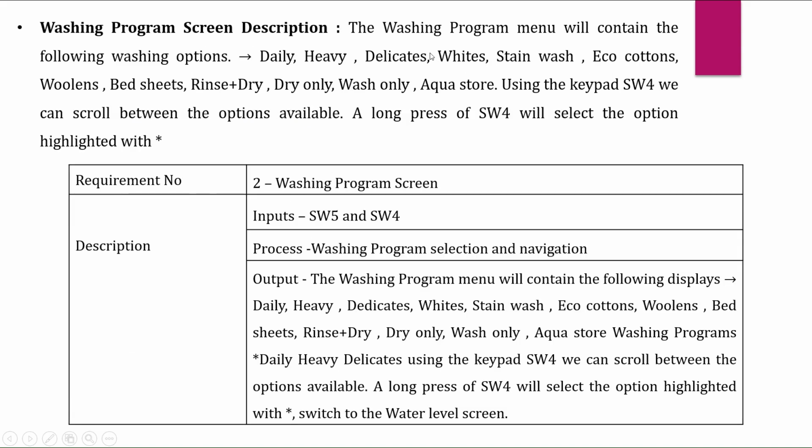The second requirement is the washing program screen description. It provides a menu that contains the following washing options: daily, heavy, delicate, whites, stain wash, eco cotton, woolens, bed sheets, rinse plus dry, dry only, wash only, aqua store. Using the keypad SW4, we can scroll between the options available. A long press on SW4 will select the option highlighted with the asterisk symbol.